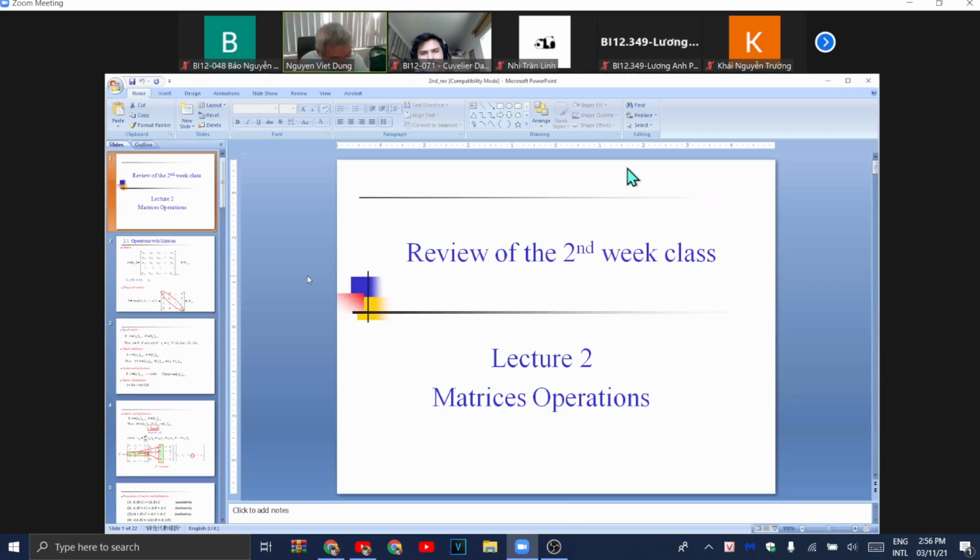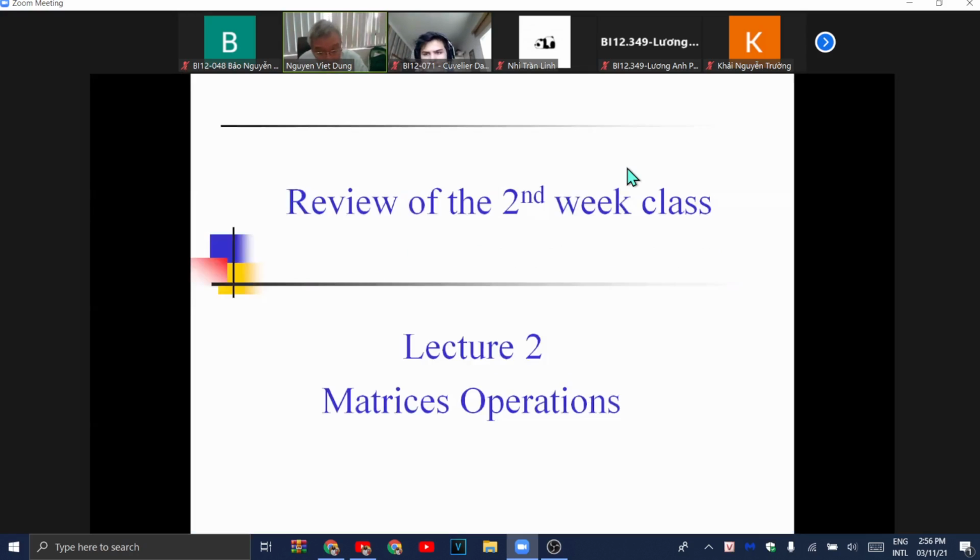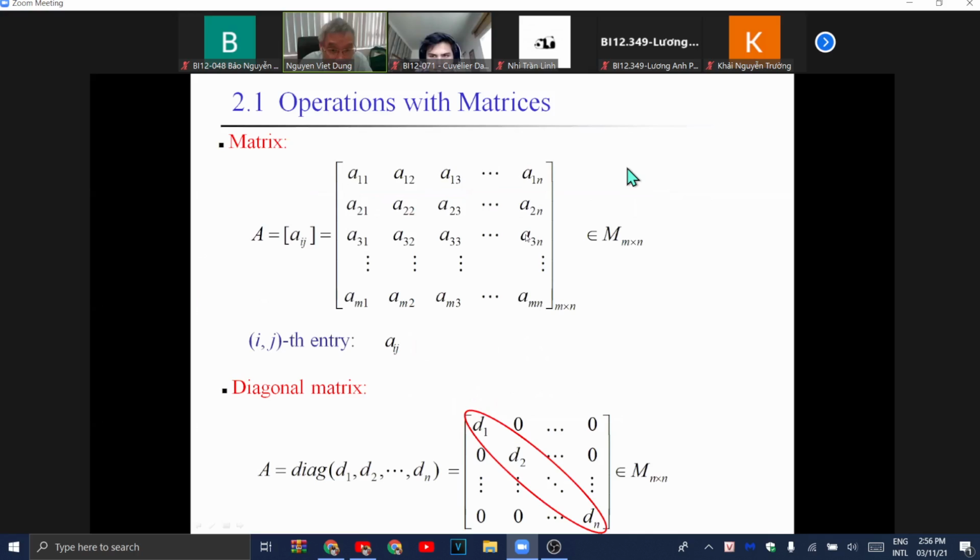Last week we studied some operations on matrices. The first one is the matrix itself. What you are seeing on the screen is a rectangular table consisting of numbers. It is divided into m rows and n columns, and each entry a_ij, lying on the i-th row and j-th column, is a real number. In case m equals n, it has the same number of rows and columns, and we call it a square matrix.